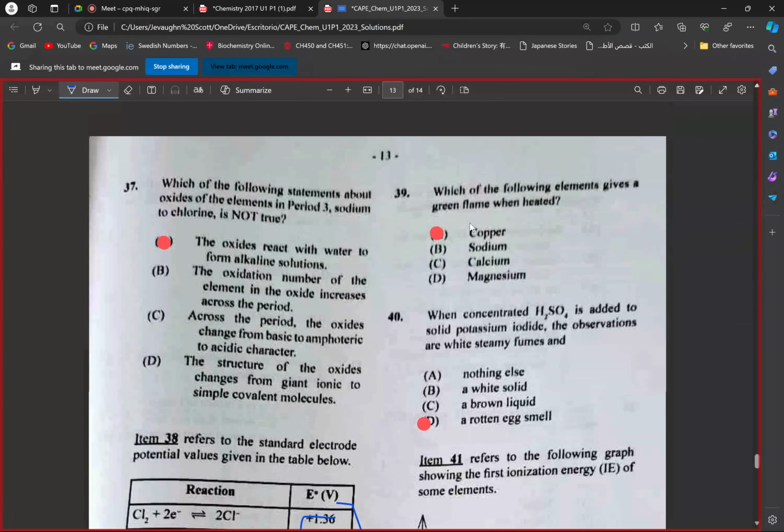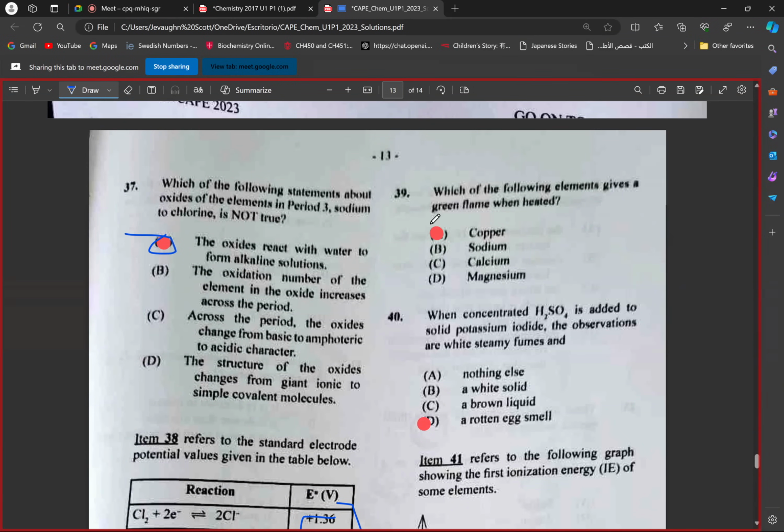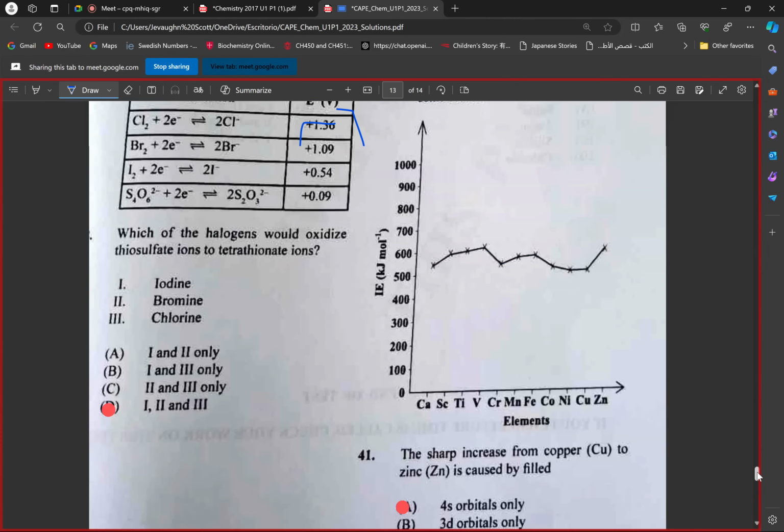The green flame here, we know that copper will give a green flame. We know that sodium will be yellowish orange, calcium will be brick red, and magnesium would be a brilliant white flame. When concentrated sulfuric acid is added to solid potassium iodide, the observations are steamy white fumes and a rotten egg smell as sulfide gases are produced. Sulfur has a pungent smell.